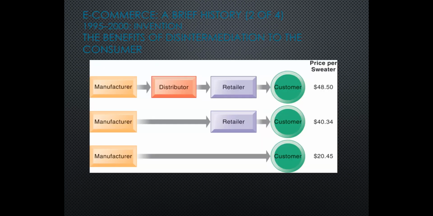And then I ended this slide: the price of the product from the manufacturer to the customer was cheaper because we try to reduce the intermediary like the distributor or retailer. In this example, the price per sweater can be reduced from 48.50 down to 20.45 if the manufacturer can eliminate the third person, that are the distributor and retailer.